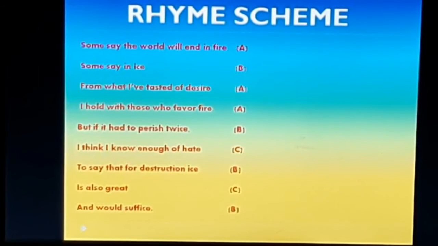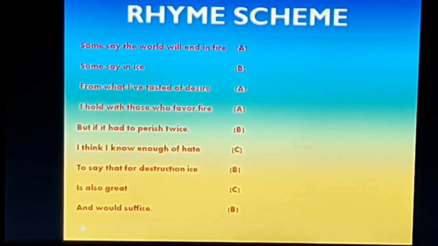Rhyme scheme, all of you know. For rhyme scheme, we see the last words of each line. So, in this poem, fire, desire, and again fire are rhyming. So, we will categorize them as A. Secondly, ice, twice, again ice, and suffice are rhyming. So, they will be considered B. Hate and great are rhyming. So, they are C. The rhyme scheme that comes up is AB, AA, BC, BCB.